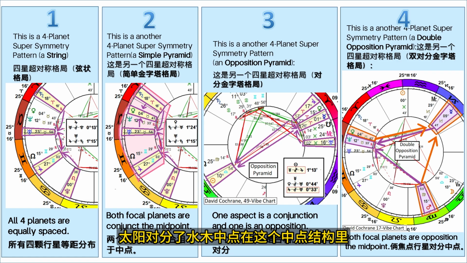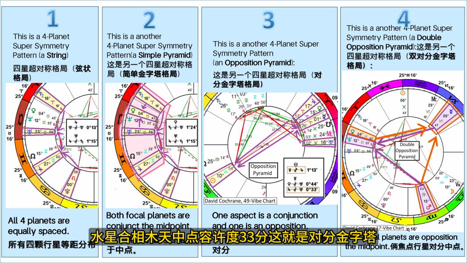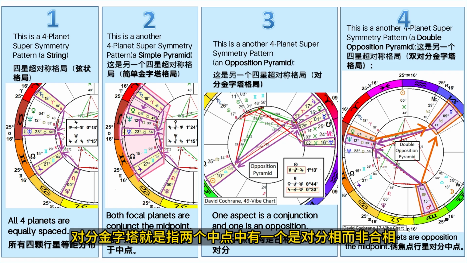And we see that in the midpoint configuration. Sun is opposition the Mercury-Jupiter midpoint, 1 degree 13 minutes. Mercury is conjunct the Jupiter-Uranus midpoint, 33 minutes. That's an opposition pyramid. Opposition pyramid just means that one of the 2 midpoints is an opposition rather than a conjunction. So you see the opposition glyph there.